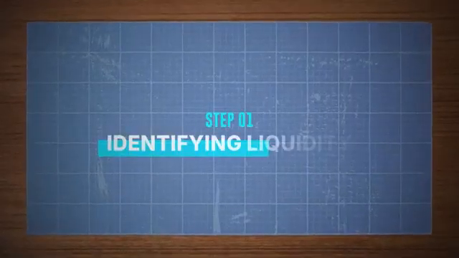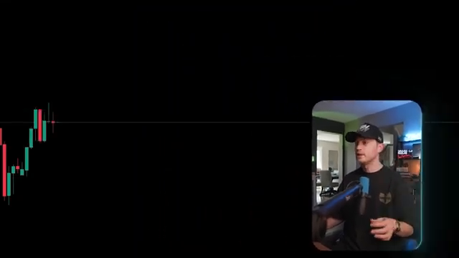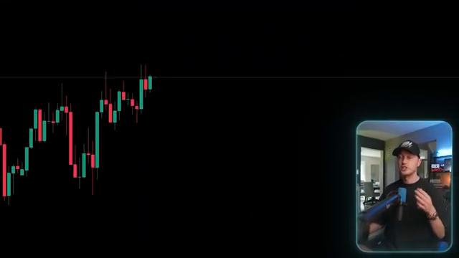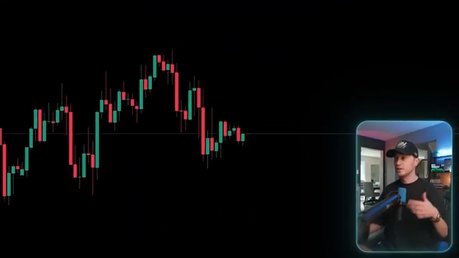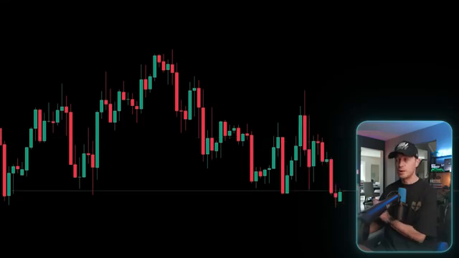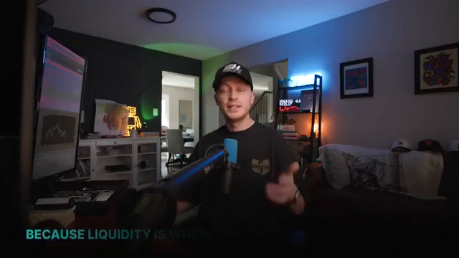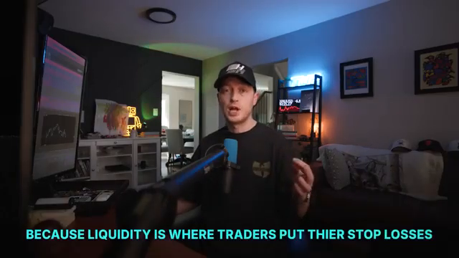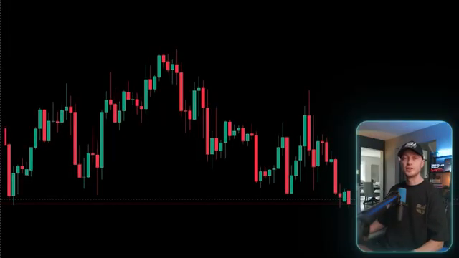Step 1 is identifying liquidity. But before that, we have to know where it actually sits in the markets. And the truth is, liquidity sits in very, very obvious places. Because liquidity is simply where traders put their stop losses. So where do traders put their stop losses?